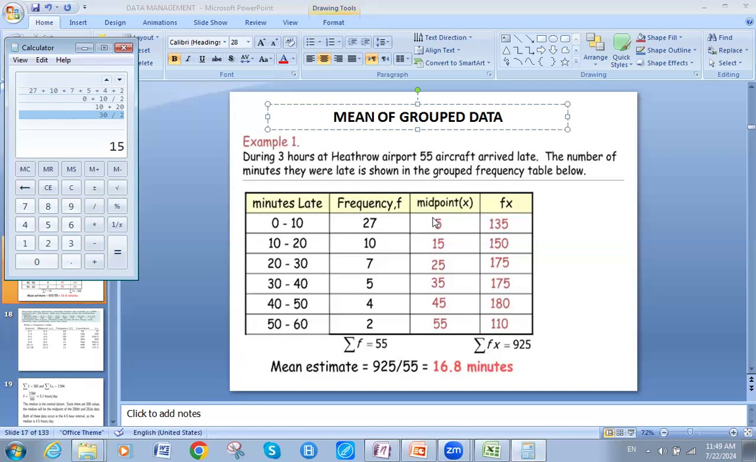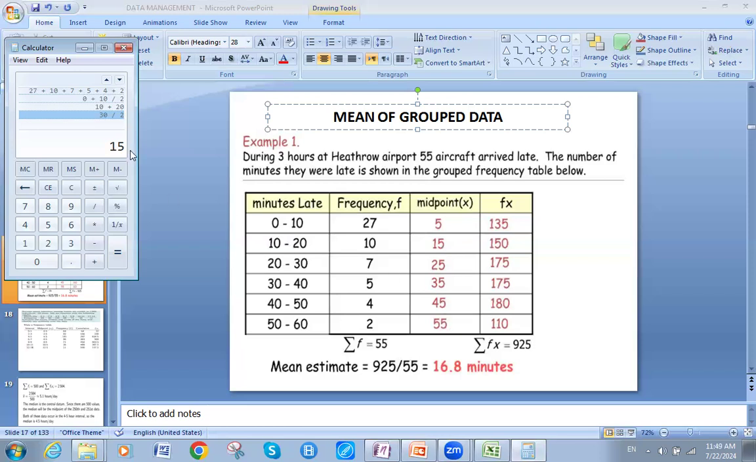For that reason, I can get the first midpoint, then add the 10. So 0 plus 10, or 10 divided by 2, will give me 5. Then I can go directly, since the length is 10: 5 plus 10 is 15, 15 plus 10 is 25, 25 plus 10 is 35, 35 plus 10 is 45, 45 plus 10 is 55.